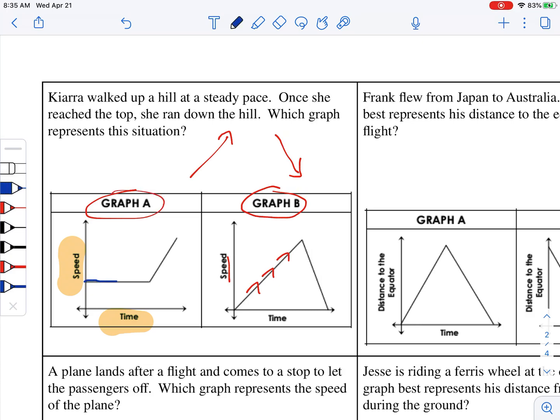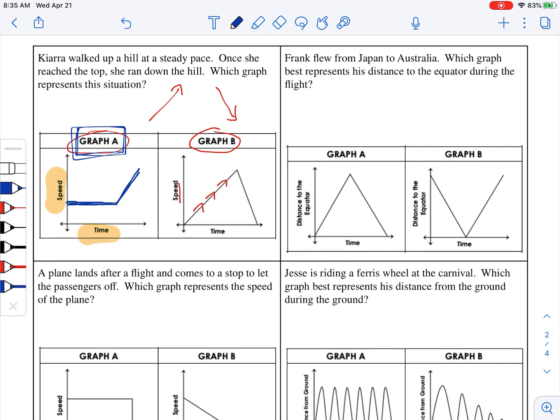She's walking at a steady pace, which means her speed's not changing. See how this line's not changing? Okay, and then when she runs down the hill, her speed is increasing. All right, so graph A would be the best option. Okay, so you really got to be careful here.